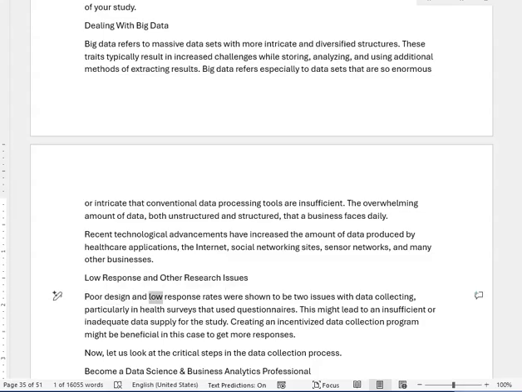Low response and other research issues. Poor design and low response rates were shown to be two issues with data collecting, particularly in health surveys that used questionnaires. This might lead to an insufficient or inadequate data supply for the study. Creating an incentivized data collection program might be beneficial in this case to get more responses. Now, let us look at the critical steps in the data collection process.